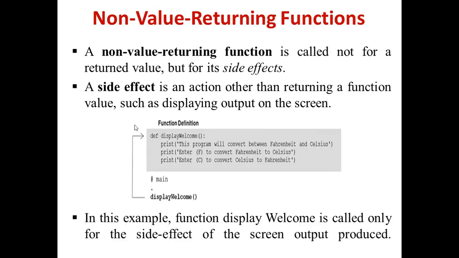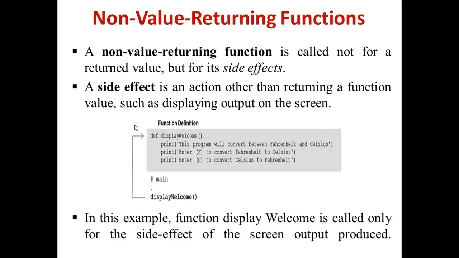Even a function can be created with a non-value returning. That's why we call it a non-value returning function. A non-value returning function is called not for a return value but for the side effects. What is a side effect? A side effect is an action other than returning a value, such as displaying on the screen.